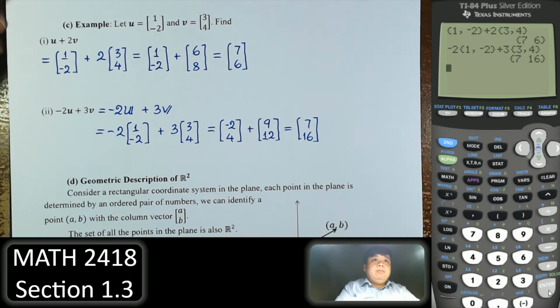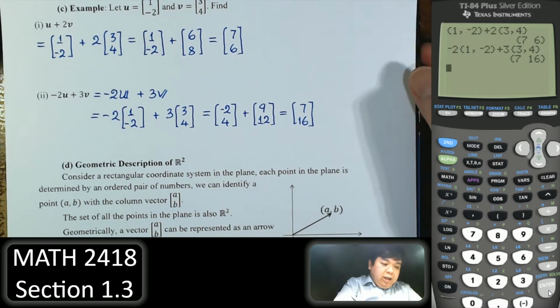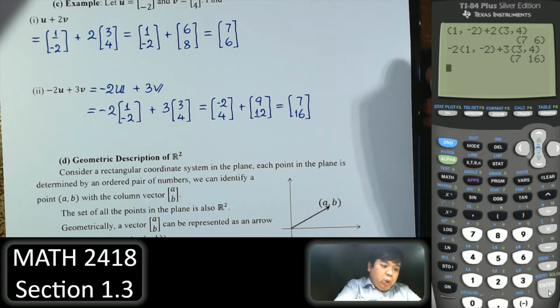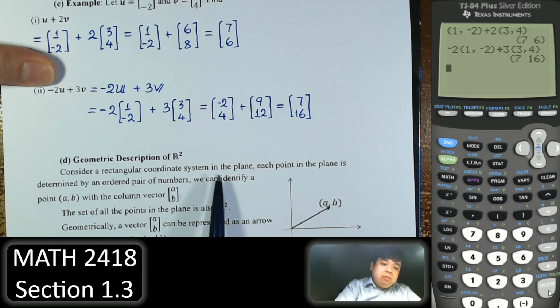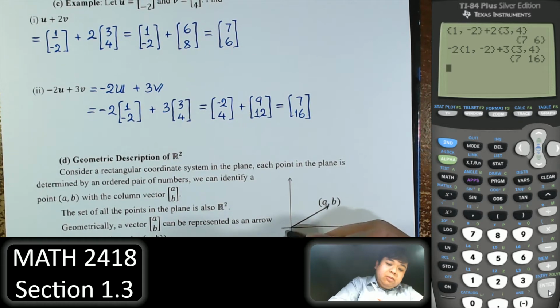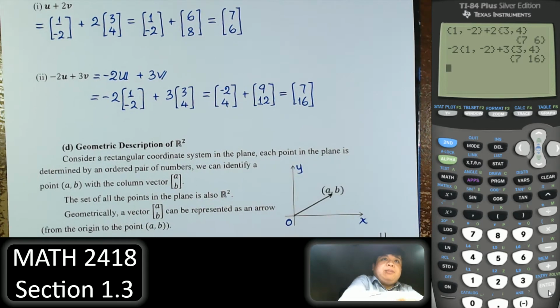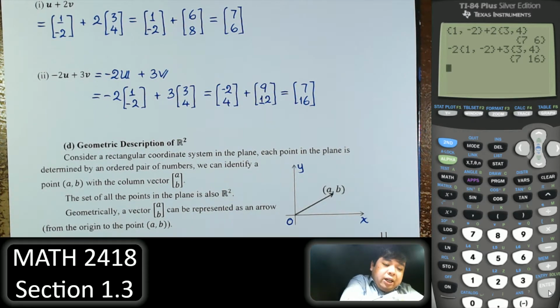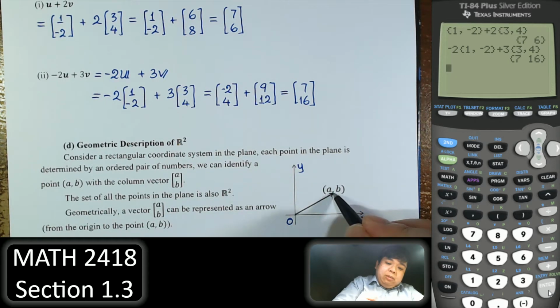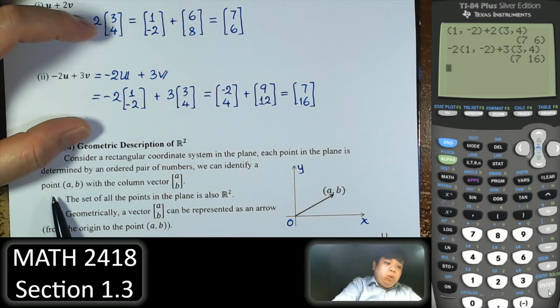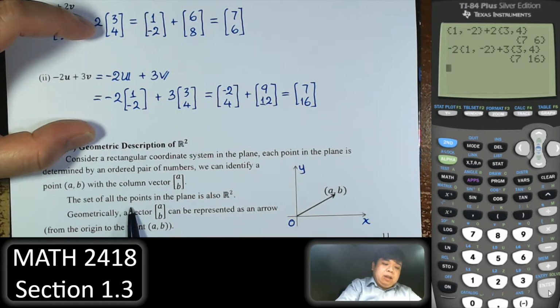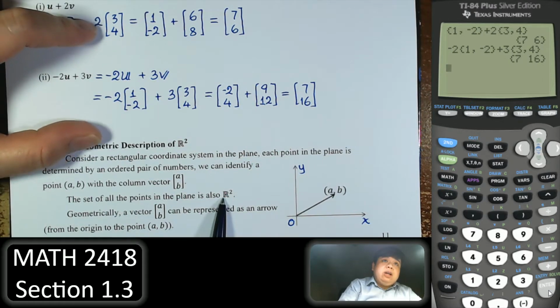Alright, so a very basic geometric description of R2. Consider a rectangular coordinate system in the plane. So we have the origin, the x-axis and the y-axis, looking like that. Each point in the plane is determined by the ordered pair. So the coordinate of the point A and B we write like that. And associated to that, we have the column vector A and B. And the set of all those points is also R2.